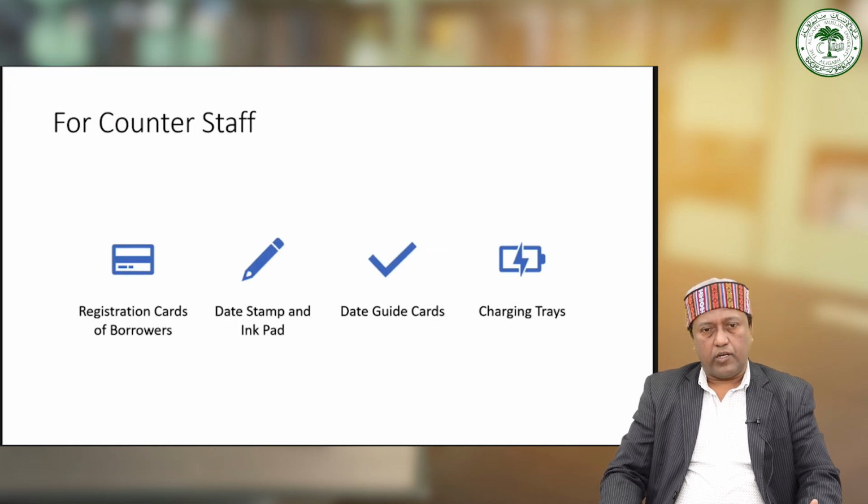I told you this is what the counter staff will be having: at least the registration card of the borrower, then the date stamp with ink pad, due date guide cards, and the charging tray. This is the bare minimum a counter staff should have to execute this Browne system.